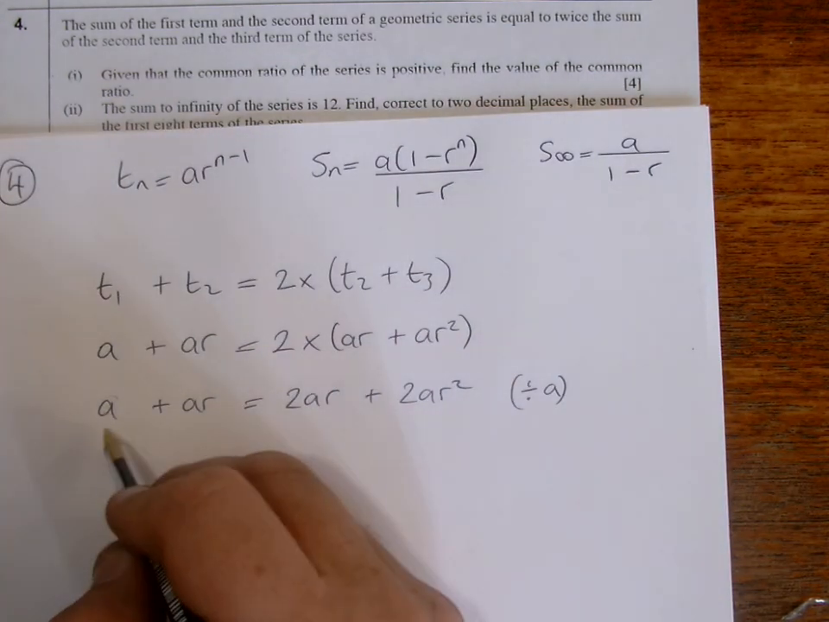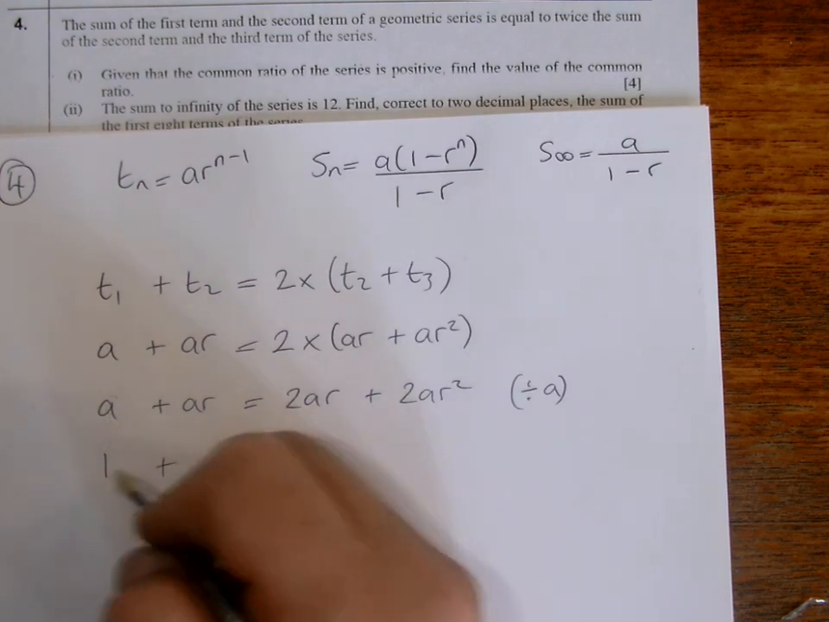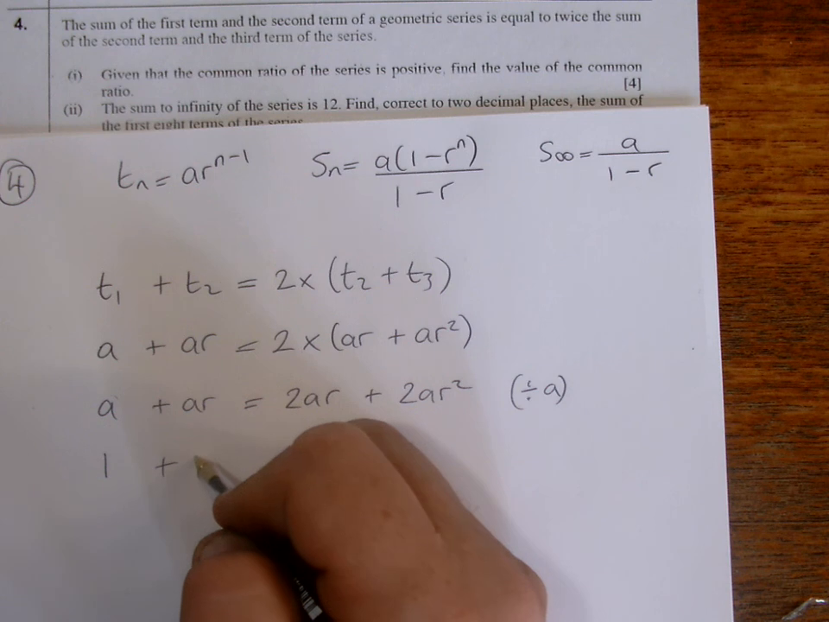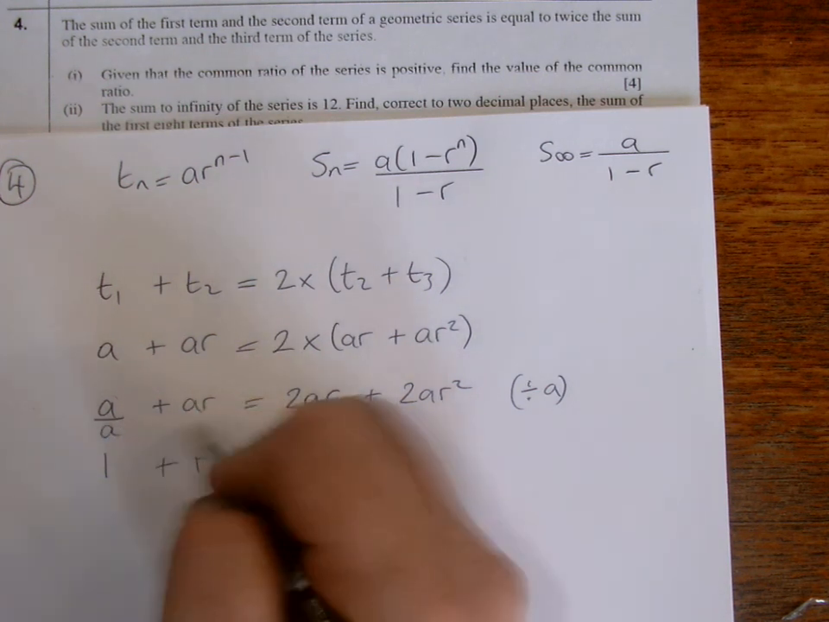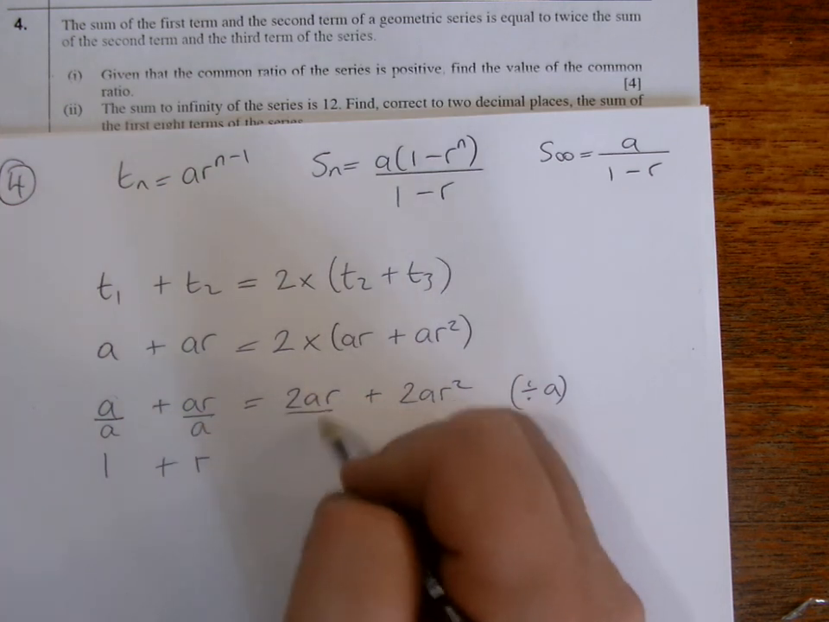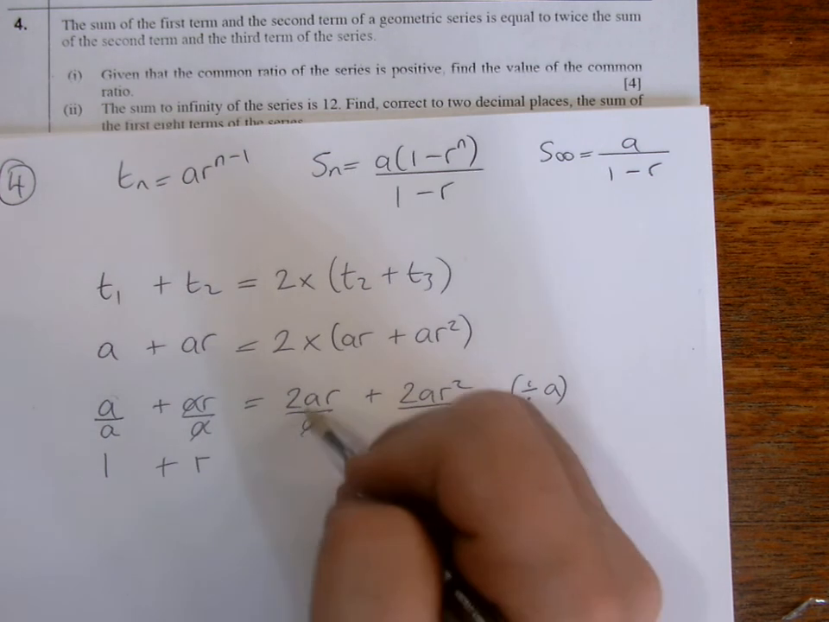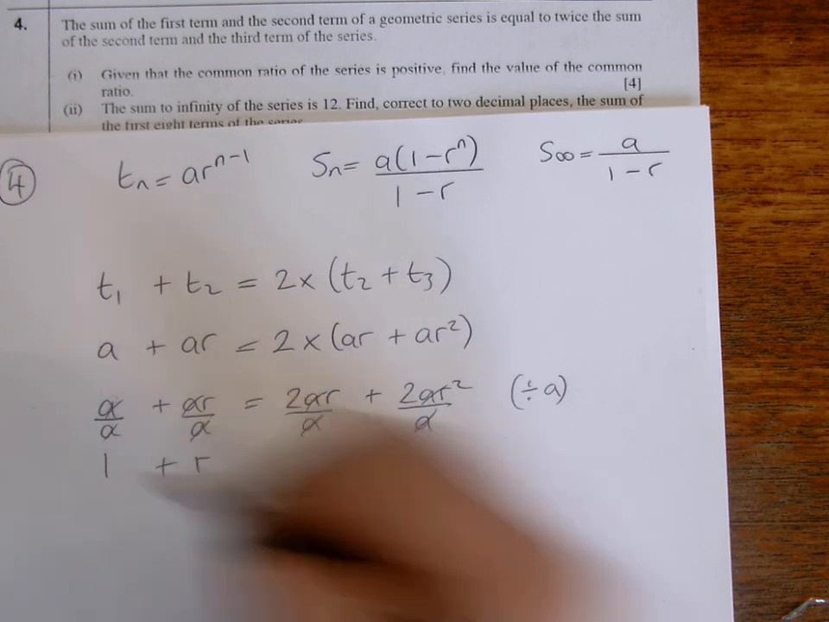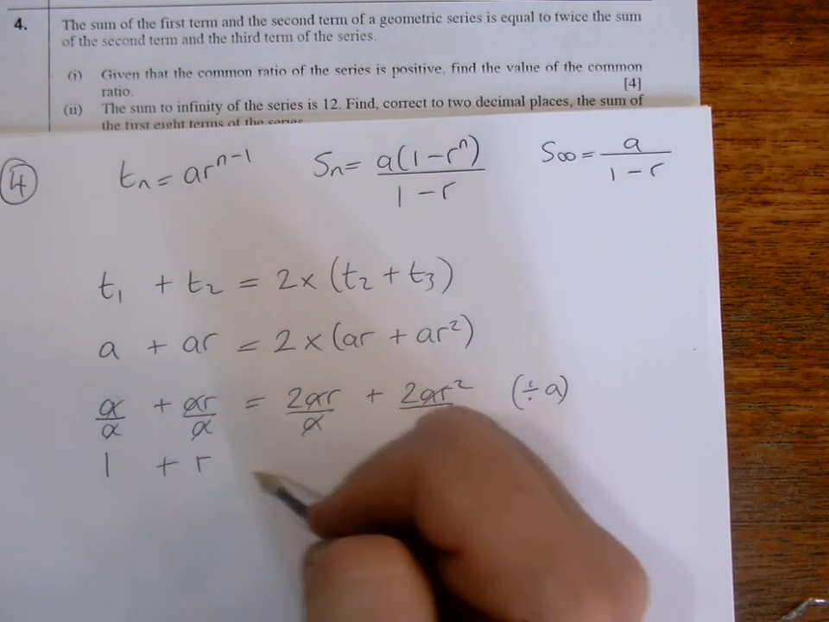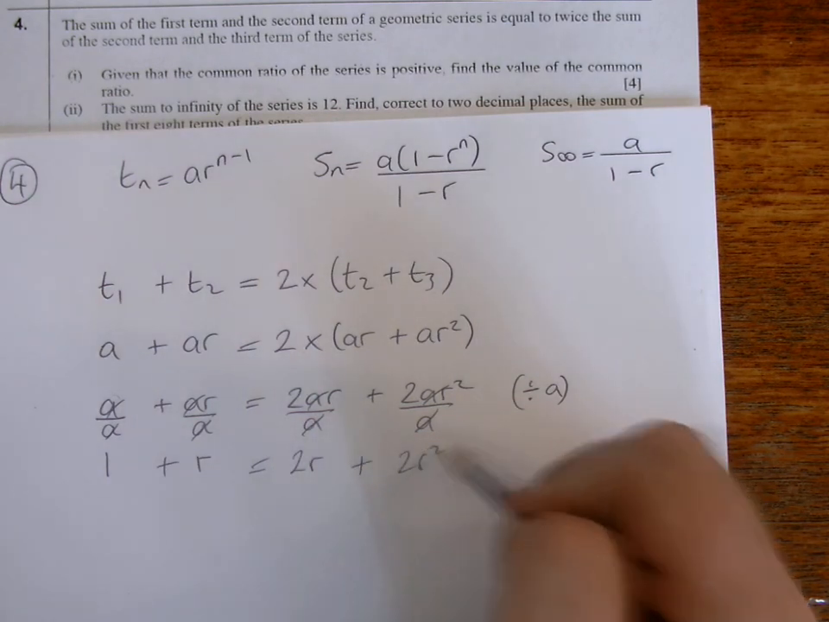So A divided by A here is 1. Divide that by A, and you do get 1. Divide that by A, well, the A's cancel, so you get R. One good way is just to write divide by A, divide by A, divide by A, divide by A, and you can see then they cancel, yeah? Because something divided by itself is 1. A divided by A is 1. Here you get R, here you get 2R, and here you get 2R squared, okay?